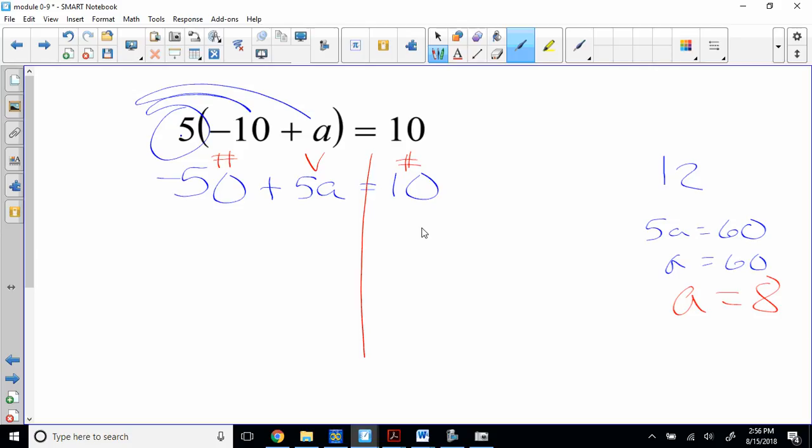Now, we're going to take the negative 50 to the other side. We're going to add it because this is a negative 50. So we're going to add it to this side and add it to the other side. That becomes 0. That 5A comes down. Equals, what's 10 plus 50? Okay, good. I had people that would have given me 40 right there.